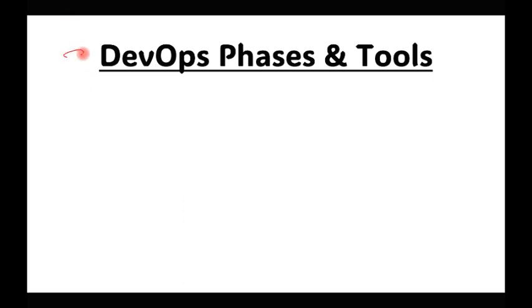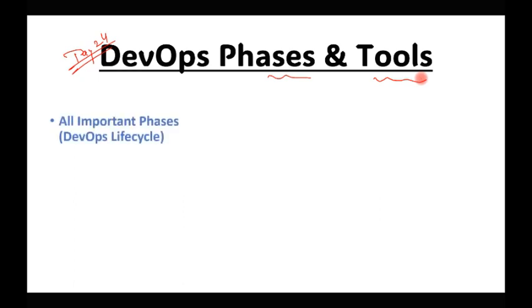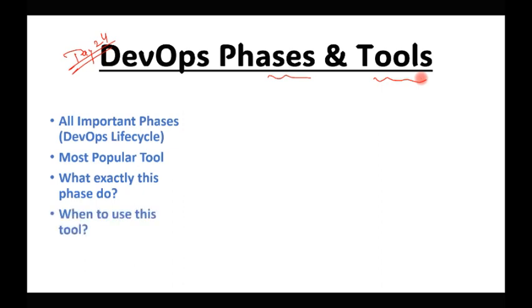Today on day 24, we are going to talk about DevOps phases and related tools. What we are going to cover in this video, in short, let me tell you: all the important phases which belong to the DevOps lifecycle. We will talk about each phase, then the most popular tool in that particular phase, what exactly that tool will do and how it will help us. Then we will go through when to use this tool, and in the end we will wind up each phase with real-time use cases where we can use this tool in the real world.